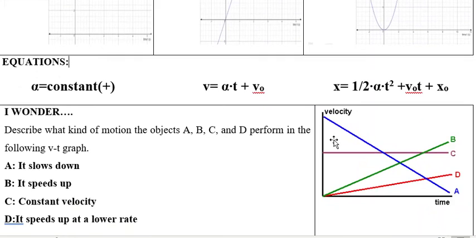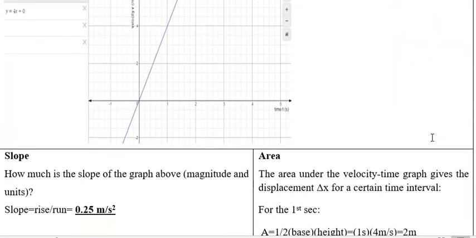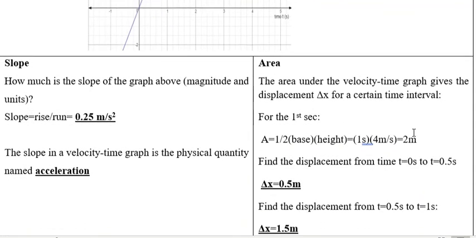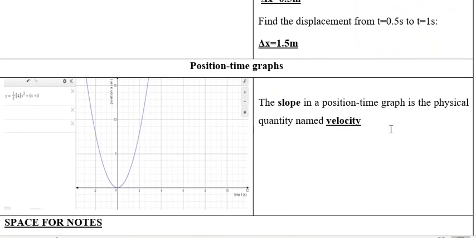So here we have objects A, B, C, D. We see that A slows down, B and D speed up, but B has a higher acceleration, higher slope, while C has a constant velocity. It does uniform motion. Again, talking about the velocity time graph, the slope gives us the acceleration, the area gives us the displacement, while in the position time graph, the slope gives us the velocity, and you see that I have no math here because we're not going to do that. You're going to see it when you do Physics C.